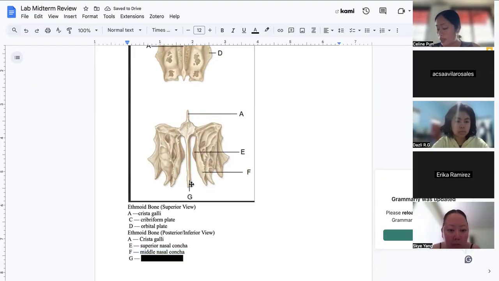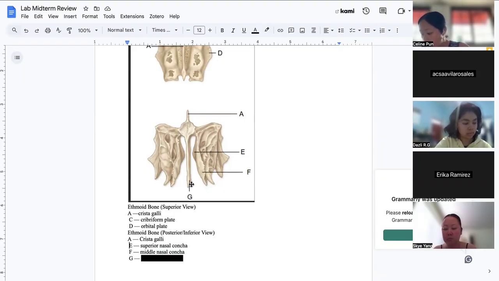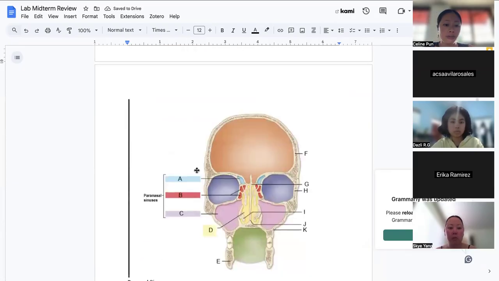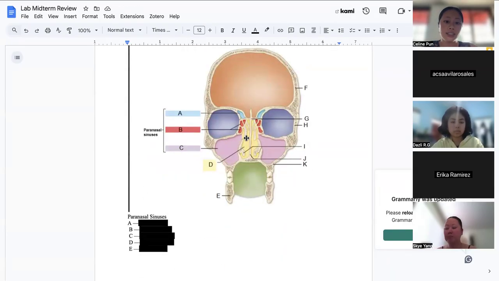And G, do you guys remember what that one is? It is half of your nasal septum. Yeah, it's your perpendicular plate. It's perpendicular to the ground, so it's 90 degrees to the ground. Pretty cool. And now the sinuses.